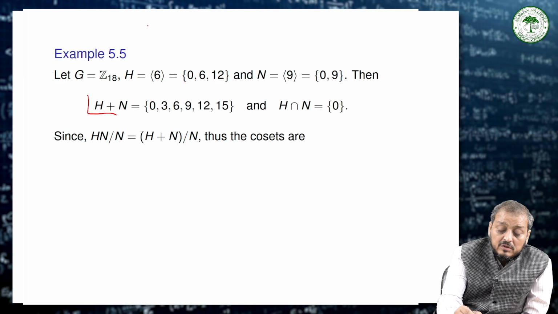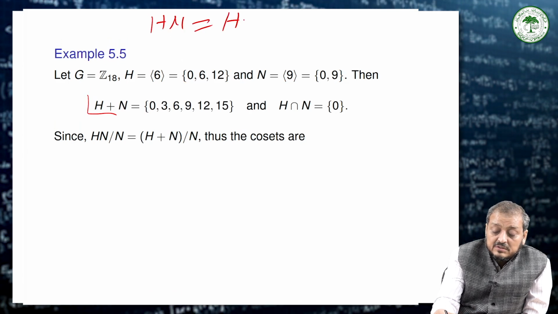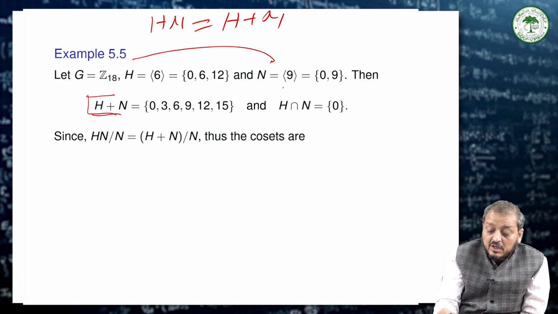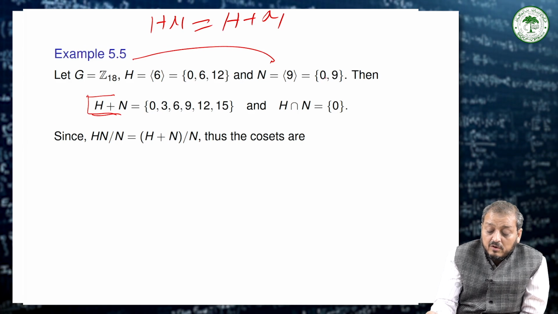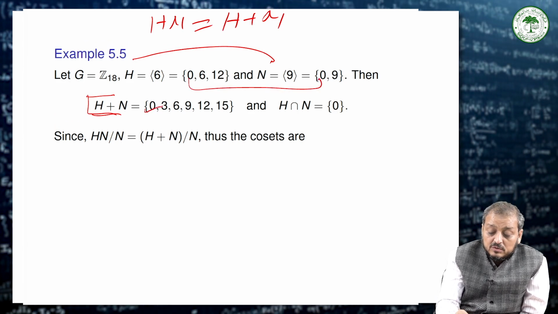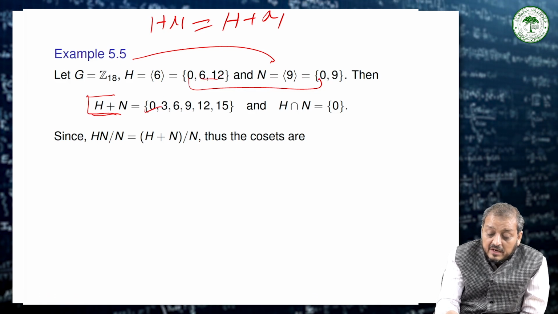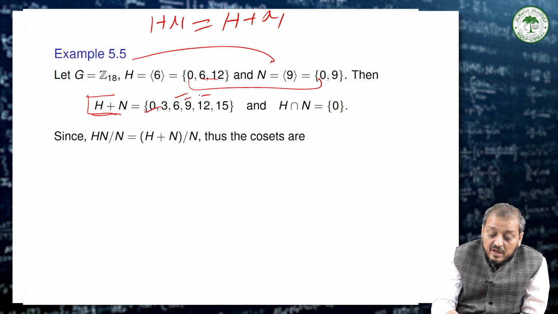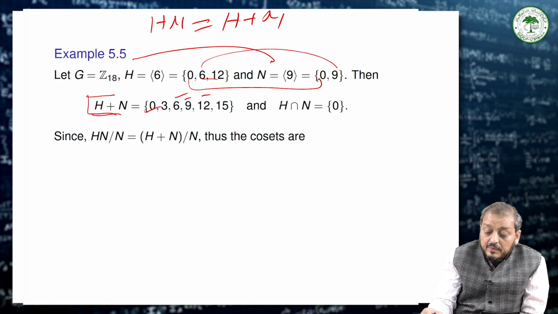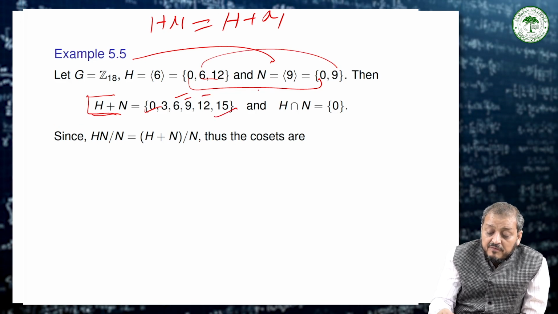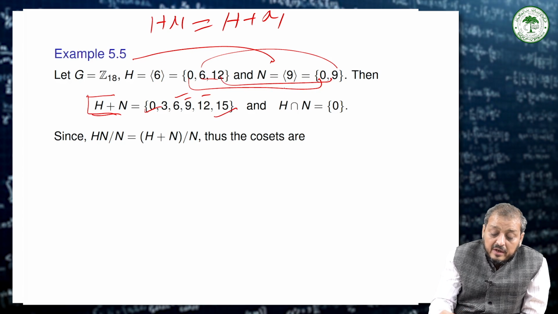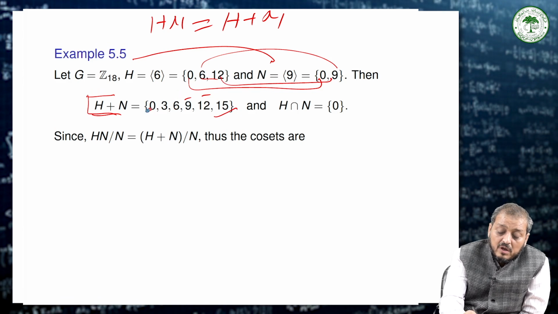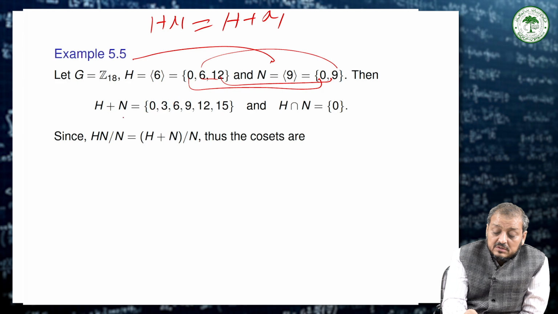first we take H plus N, because HN means H plus N in this case. H is equal to this and N is equal to this. So 0 plus 0 is equal to 0, and with the 0 we have 6 and 12. Now with the 9: 6 plus 9 is equal to 15, and 12 plus 9 is 21, and modulo 18 that is equal to 3.